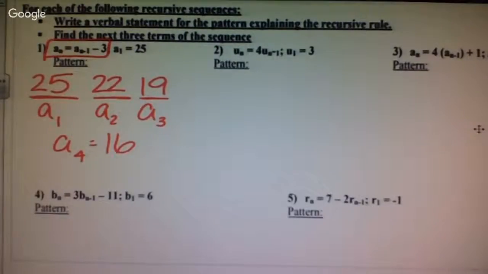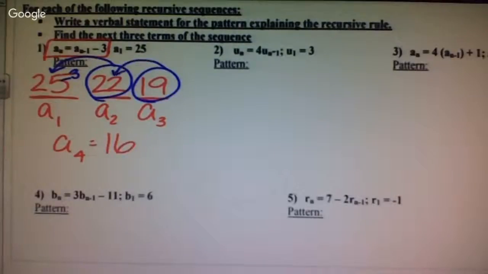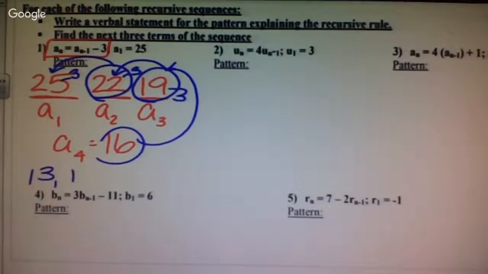So what your equation's telling you is to get this number, I need to go backwards to here and subtract 3. To get this number, I need to go backwards to here and subtract 3. Oh, okay. So that's my pattern throughout the whole sequence, so I can keep going. We'll go to 13, then to 10, then to 7, then to 4.